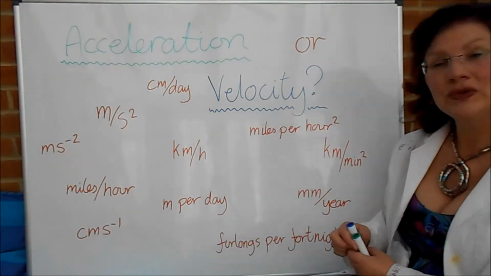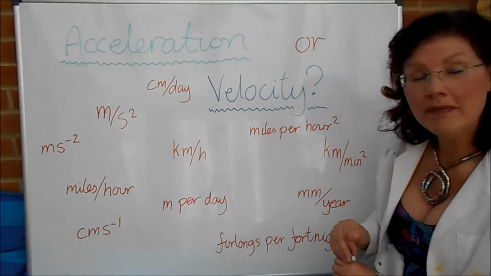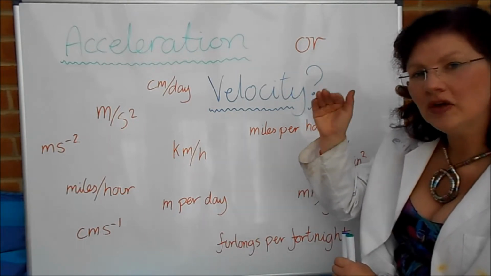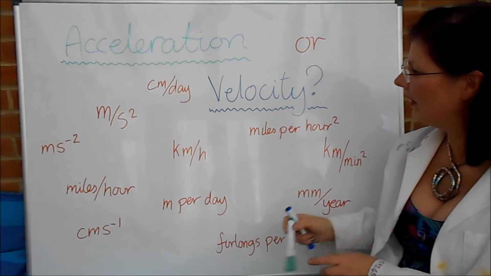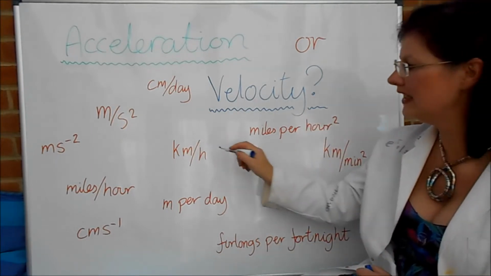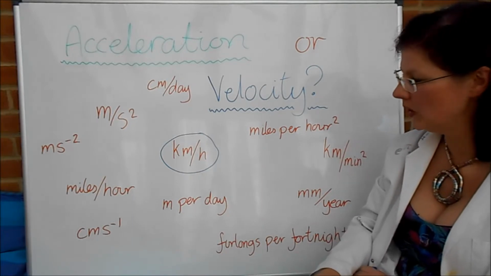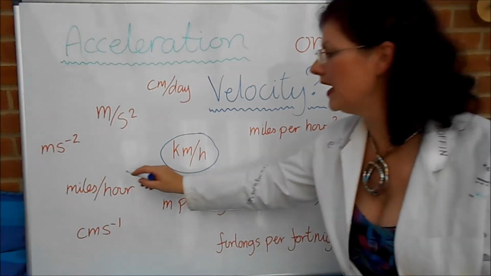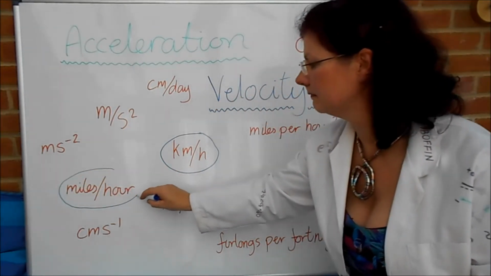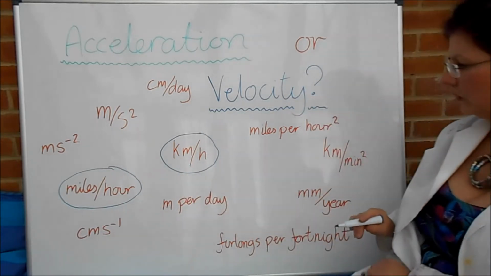Okay, let's sort out. Velocity, we remember, has units of distance per time. So anything with a distance divided by a time. Kilometres per hour. That's a fairly obvious one. What else have we got? Miles per hour. Per means divide, of course.